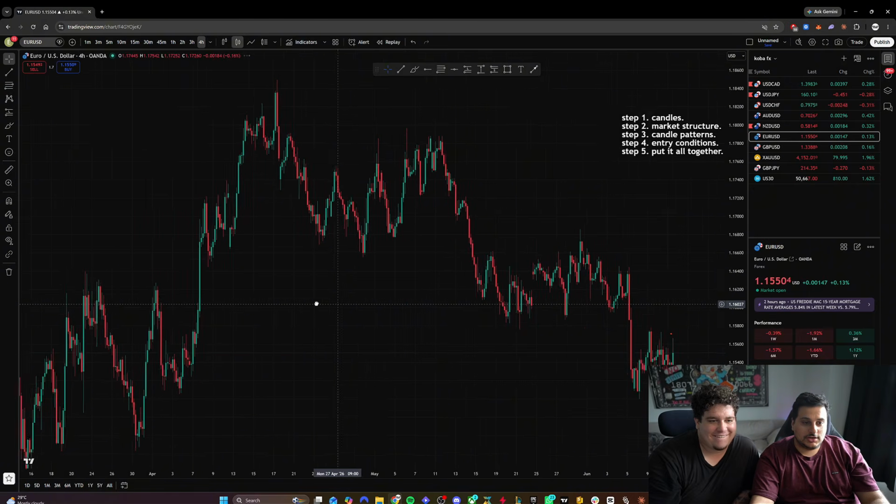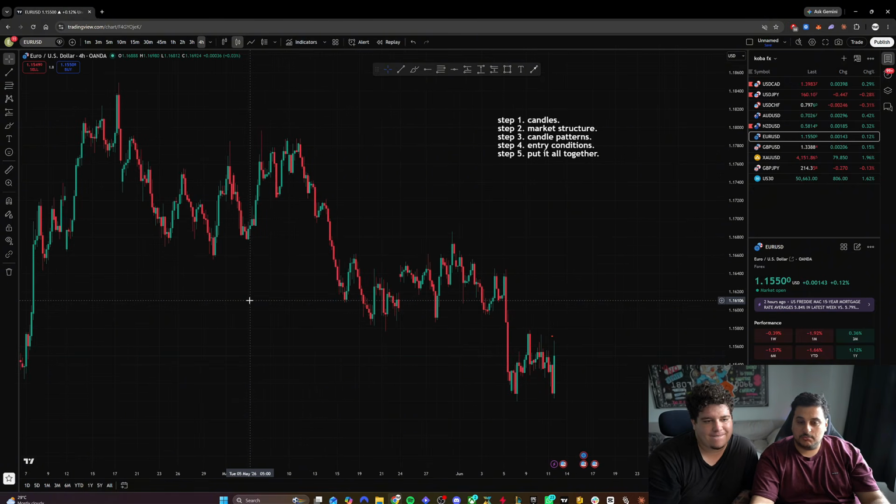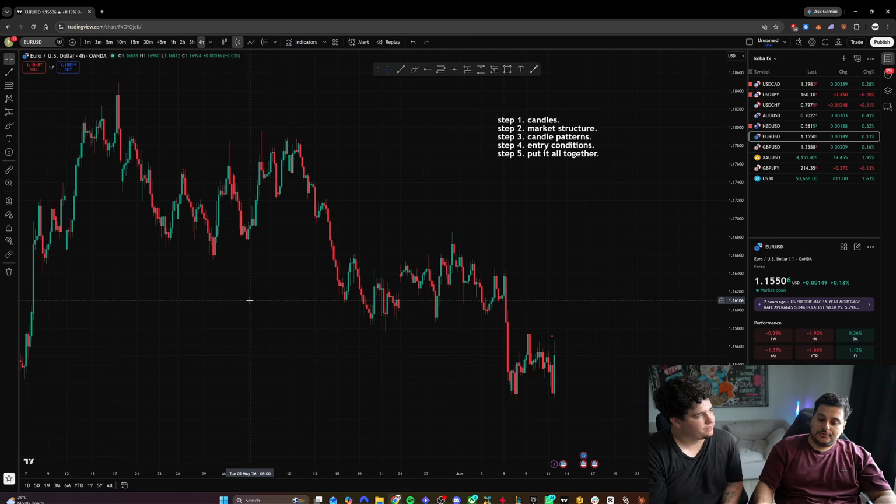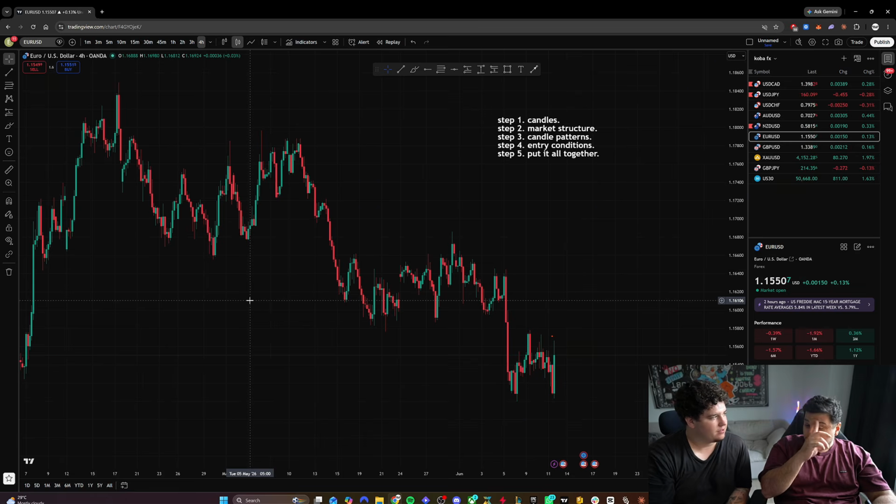So market structure is you want to understand whether or not you're in a bullish trend or a bearish trend. Okay. So who's winning right now? The sellers or the buyers? And you always want to jump in with the winning side. If the buyers are winning, you want to jump with the buyers. If the sellers are winning, you want to jump with the sellers. Okay. If that makes sense.